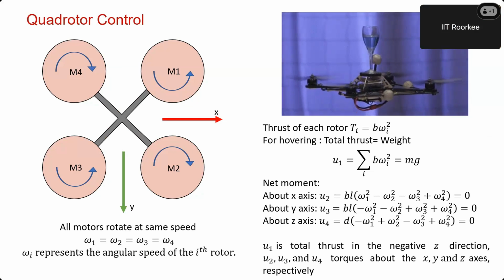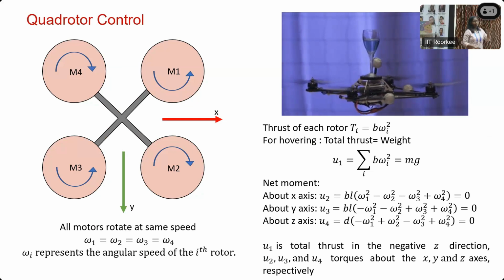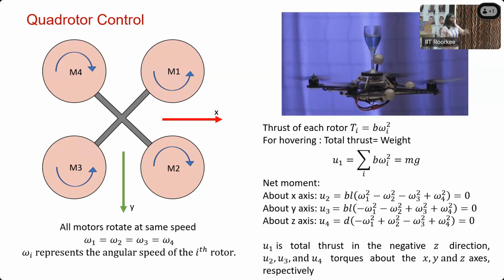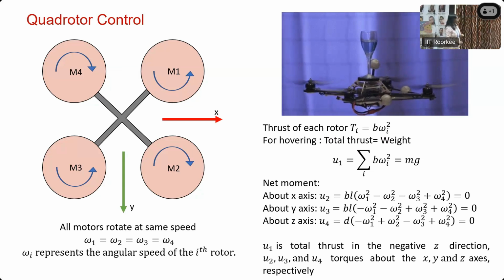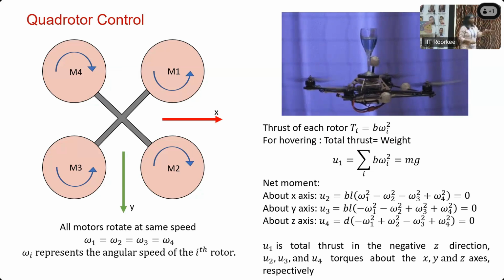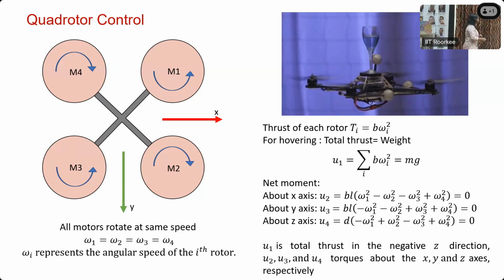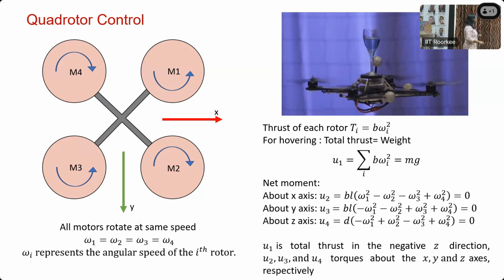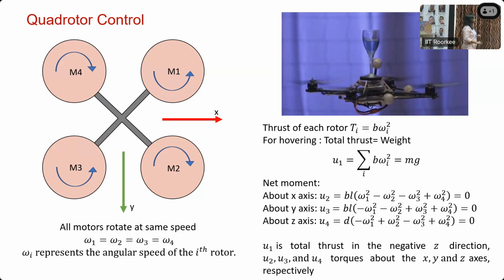So from here, one can see that the control of the z variable is done through U1. U1 is the control input responsible for the height control. We are just right now seeing the situation when the quad rotor is hovering. So here U1 is the total thrust in the negative z direction, and U2, U3, U4 are the torques about the x, y and z axes respectively.